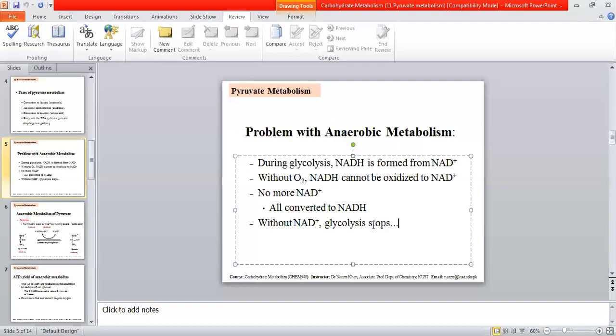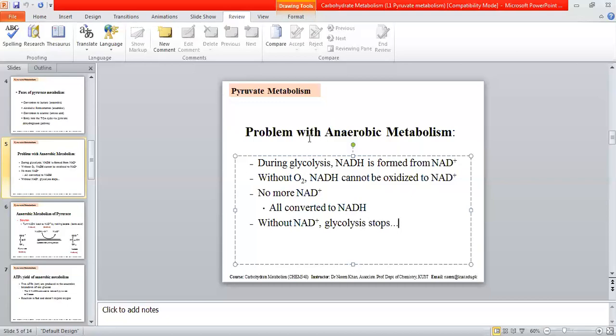And remember, in glycolysis, we are having 2 ATP molecules produced. Though 2 ATP is not a big amount, because from 1 mole of glucose, normally under aerobic condition, we are having 36 to 38 ATPs, but at least this is a part of energy.